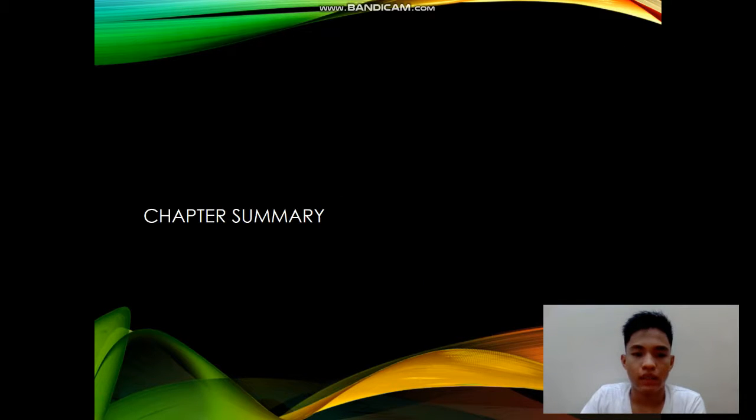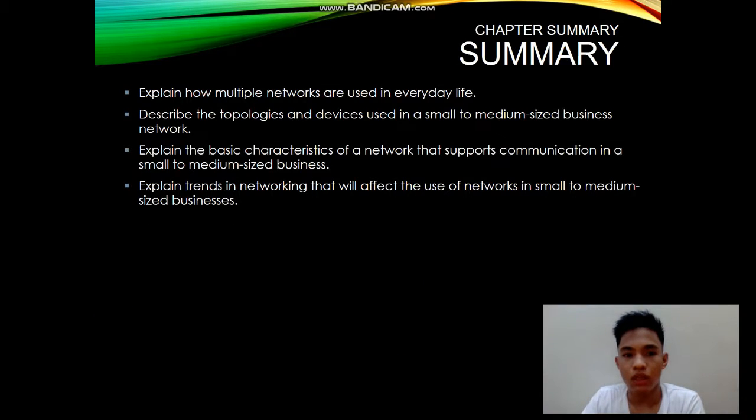So all in all, it is the chapter summary. In this chapter, we're able to explain how multiple networks are used in everyday life, describe the topologies and devices used in a small to medium-sized business network, explain the basic characteristics of a network that supports communication in small to medium-sized businesses, and lastly, explain trends in networking that will affect the use of networks in small to medium-sized businesses.